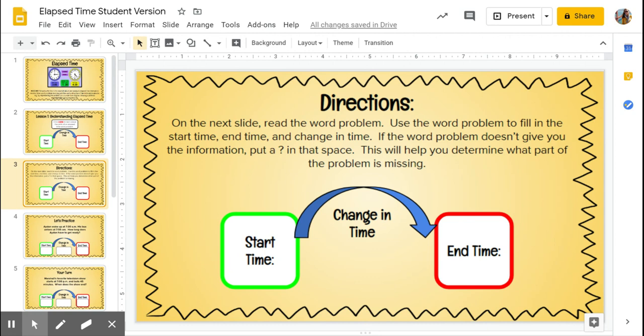So the directions that you should see here say to read the word problem, which will show up on the next slide. Use the word problem to fill in the start time. So on the next slide, you'll have a little text box to fill in the start time, the end time, and the change in time. If the word problem doesn't give you one of these pieces of information, so there's always going to be one piece that's missing, you're just going to put a question mark in that text box. So next week, when we actually start solving word problems, this is going to really help you.